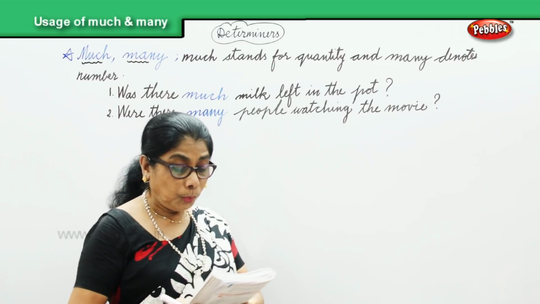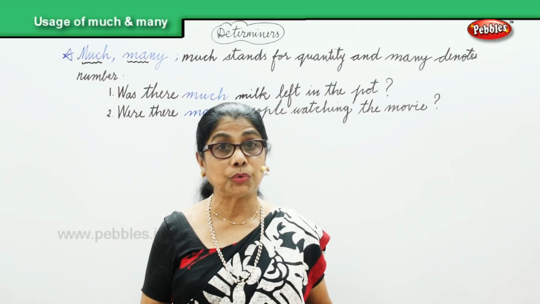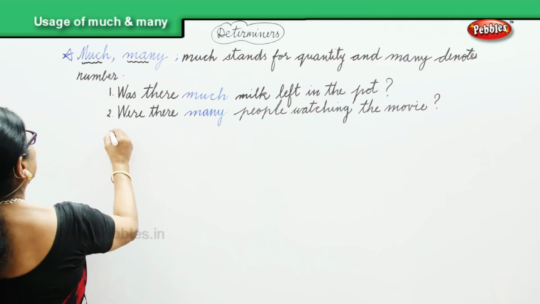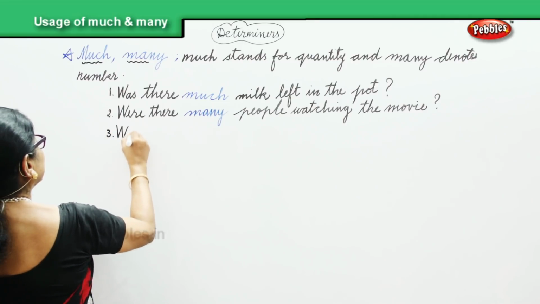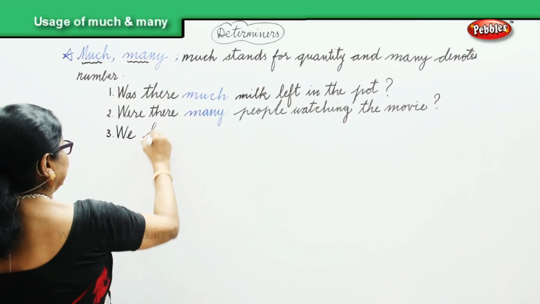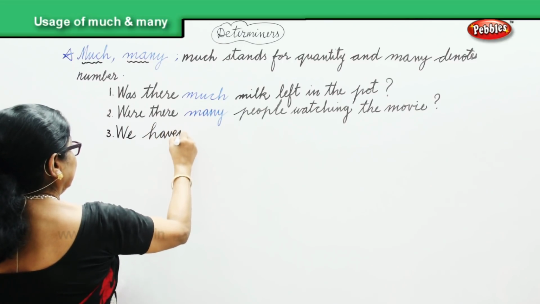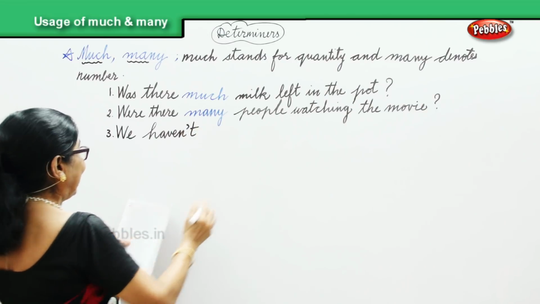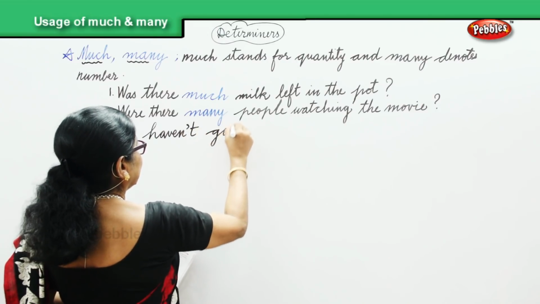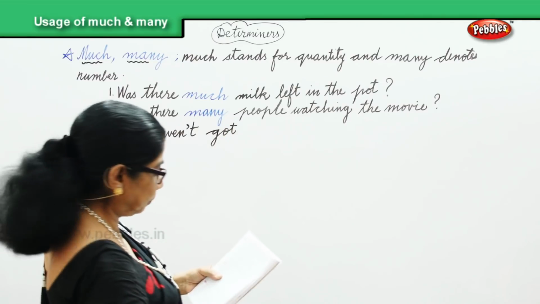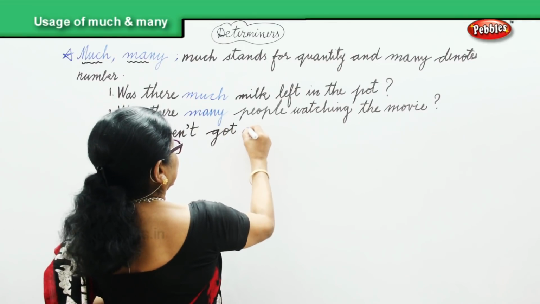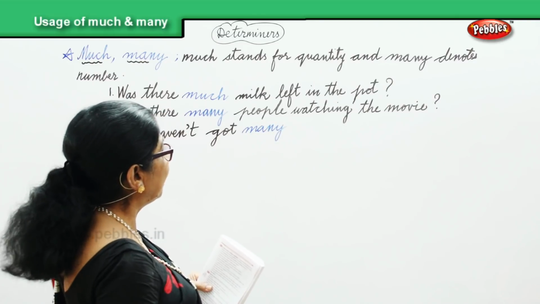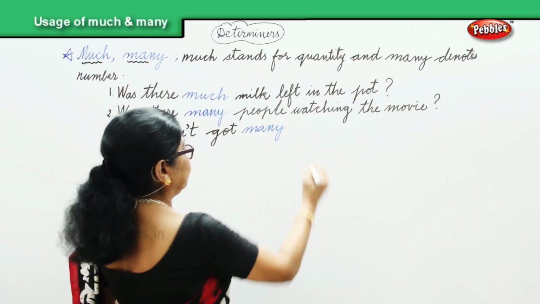Now, we haven't got many books. We have again number. We haven't got many books.